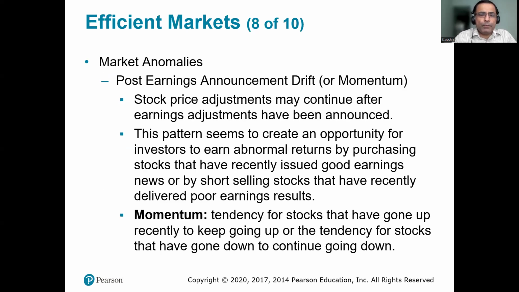Another example of anomaly is the post-earnings announcement drift. What happens is once there is a negative or a positive earnings announcement, there is either a spike or a decline in the stock prices. Now this decline or the rise continues for a considerable period of time. So we consider that any positive or negative news announcement leads to a lingering effect, which is known as the post-earnings announcement drift.